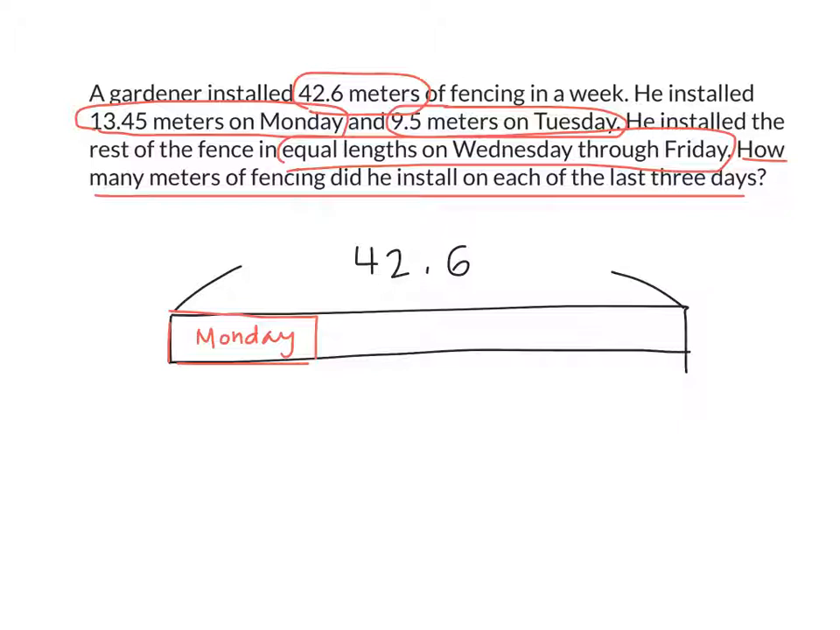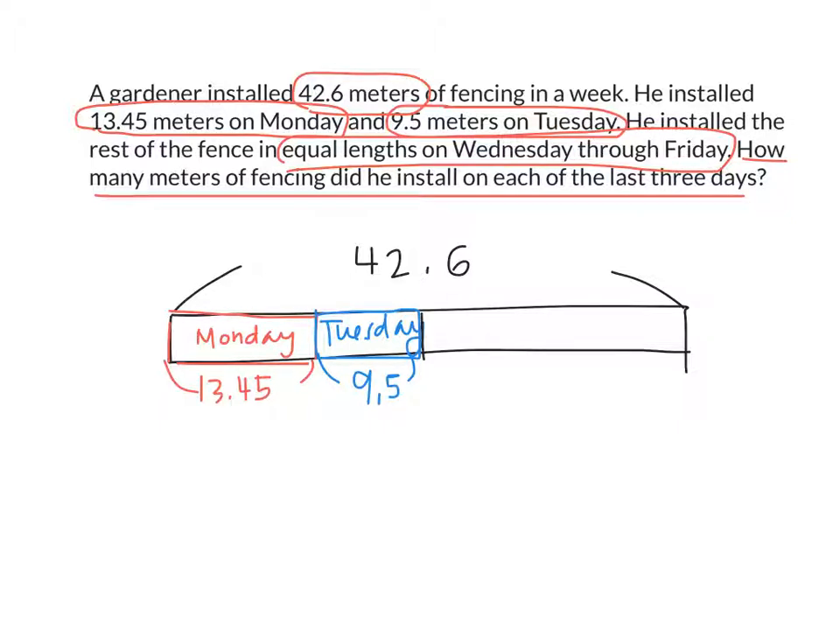Does the information tell us how much he installed on Monday? So let's label it. How much did he install on Monday? 13.45. Okay. Then he installed some more on Tuesday, didn't he? Yeah. Okay, so let's write here that he did some on Tuesday. And how many meters did he install on Tuesday? 9.5.